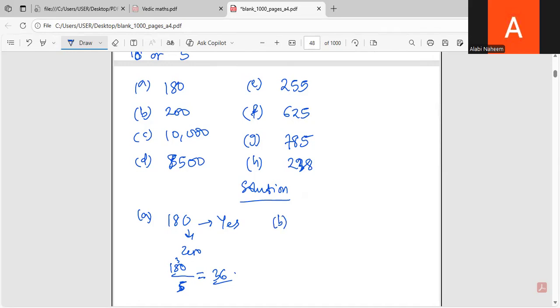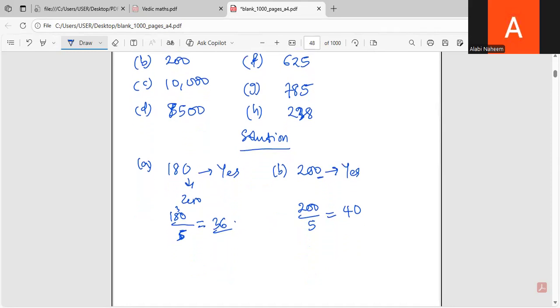Second one is 200. Does it end in 0? Yes. It is divisible by 5. Confirm. 200 divided by 5. That's 40. The third one on the list, 10,000. Does it end in 0? Yes. So it is divisible by 5. Then confirm. 10,000 divided by 5. That is 2,000. We are correct.